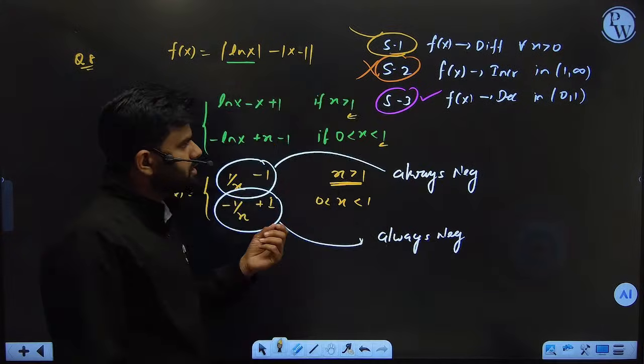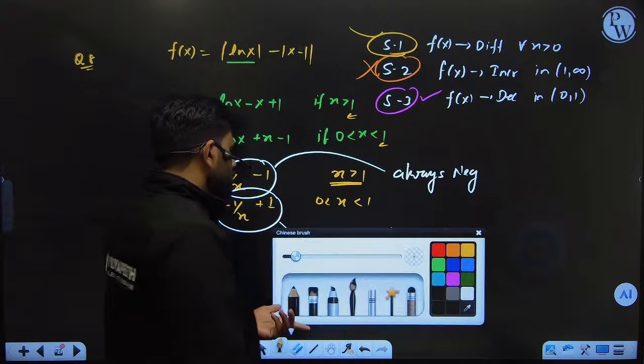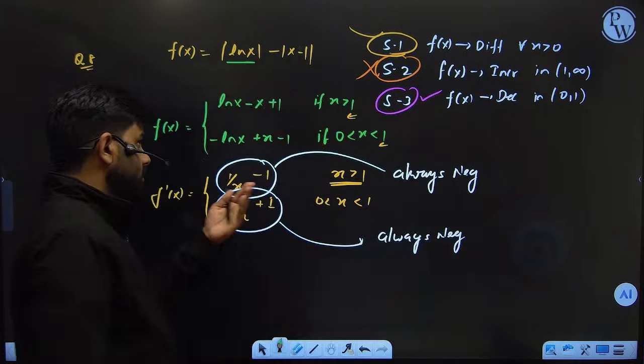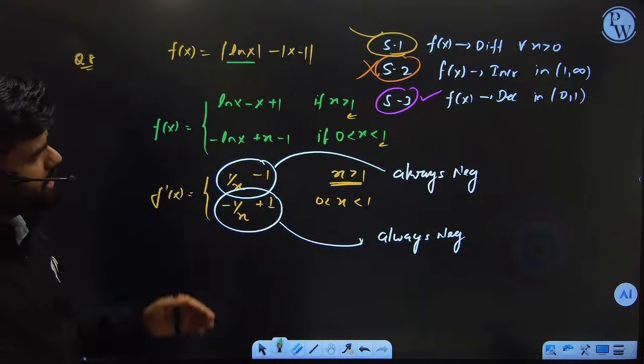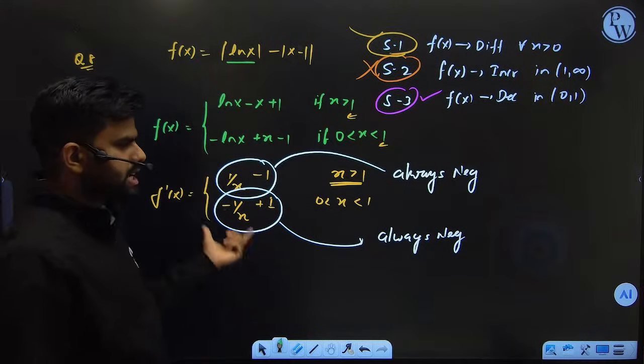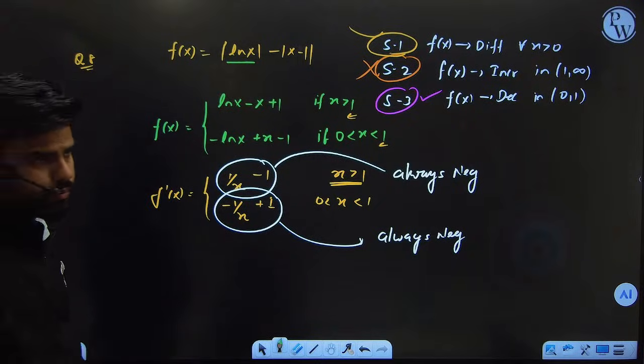If you are going by option elimination, sometimes you need not check all the options, or all the things given in the statement. But even if you want to check the differentiability, it is not that tough. You can check it, and it is differentiable for all x greater than 0.